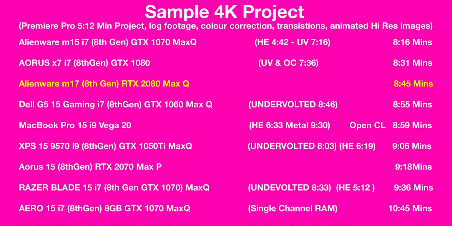So here we can see the sample project, the rendering project, and yeah, it's like top three straight away, boom, straight away. And interestingly here, if we go down to below the XPS 15 9570, you can see the Aorus 15 with the RTX 2070 MaxP. So that's the 2070 MaxP. So very fast for rendering, if that's really important to you. I'm going to get into the timeline later, and I'm going to show how fast it is with Lightroom as well.